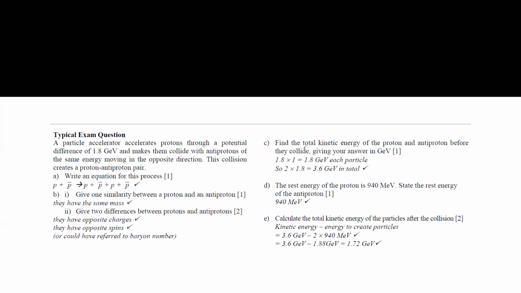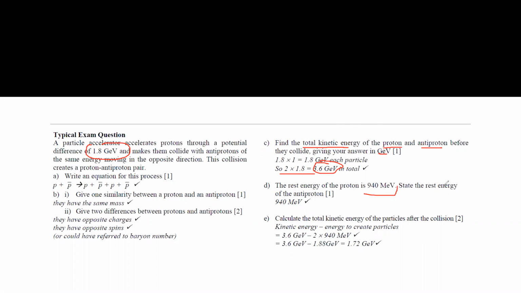Find the total kinetic energy of the proton and antiproton before they collide and give your answer in giga electron volt. Because each was moving with 1.8, what will be the total? It will be 2 multiplied by 1.8, which equals 3.6 giga electron volt. The rest energy of a proton is 940 mega electron volt.